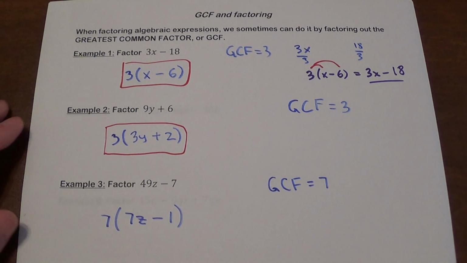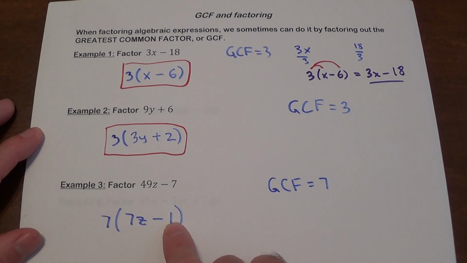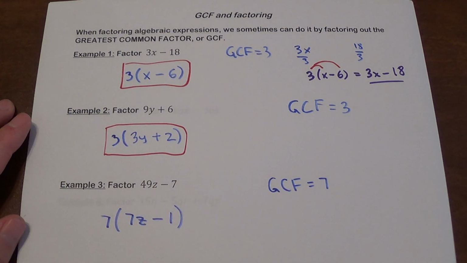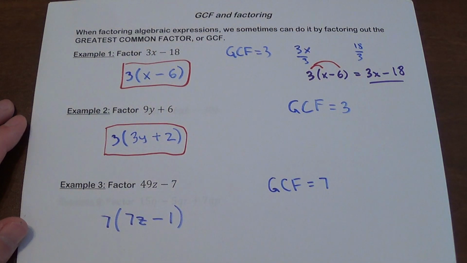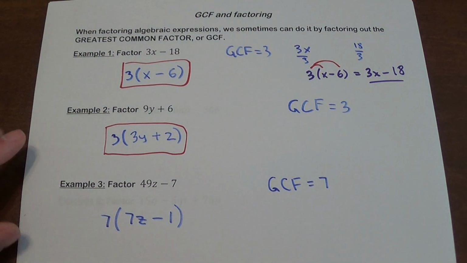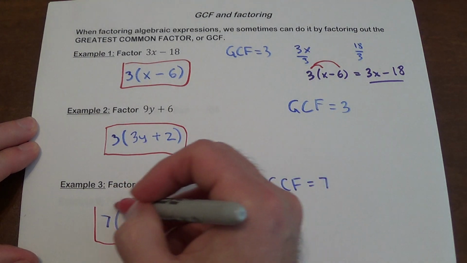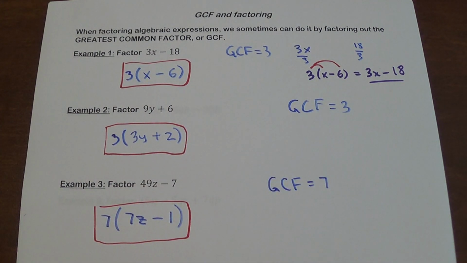The number of terms that you're going to have inside of the parentheses, once you factor something out, has to be the same number of terms that the original expression had. So I have 2 terms here. That means my parentheses will have 2 terms as well. And again, you can check it by distributing. So this will be our answer. Let's take a look at some more examples.